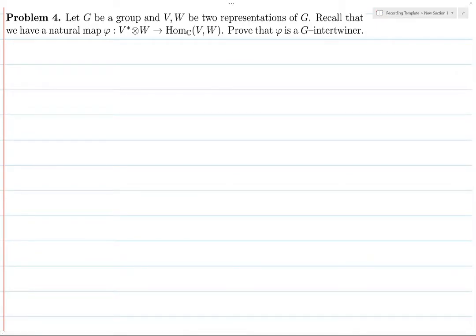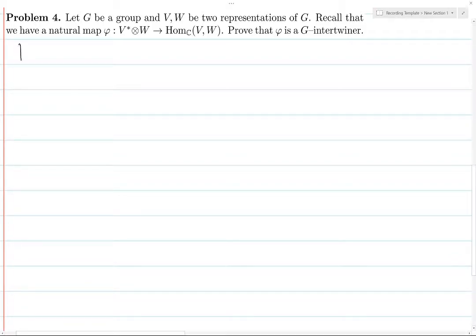Alright, let's start with this representation theory problem. So we want to prove that this natural map is a G intertwining map. And you might ask yourself, what is the natural map? And the natural map, let's recall how we define this.